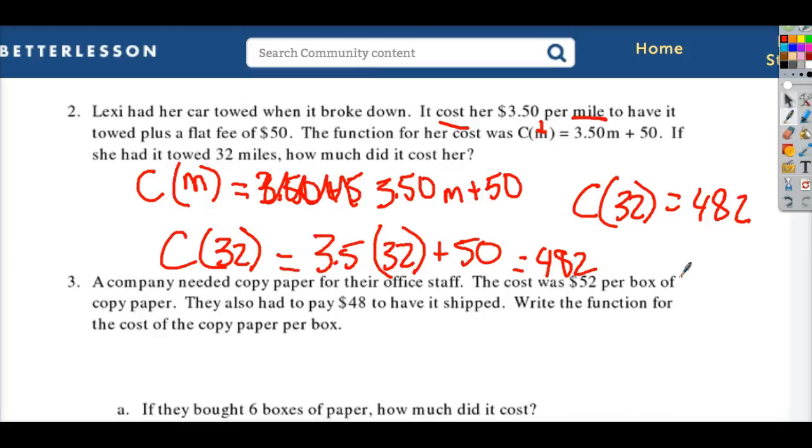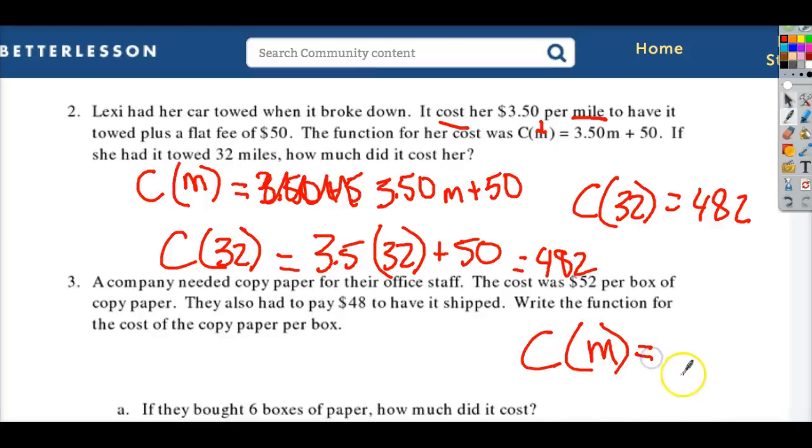Okay, C of 32. The cost for driving 32 miles is the amount we found. The cost of driving 32 miles is that amount. That's what it means.